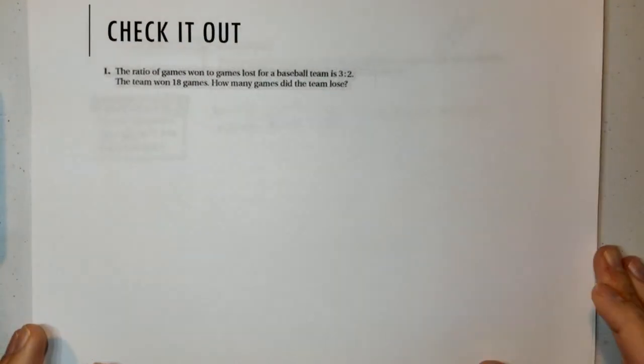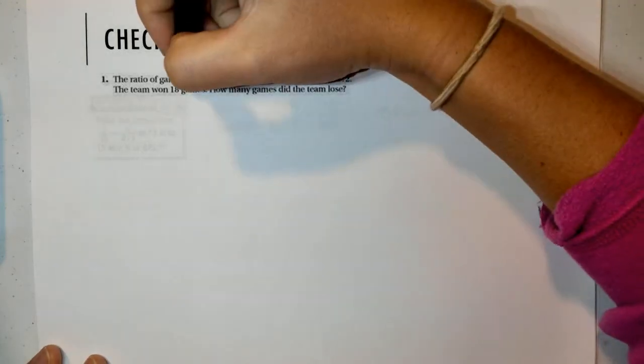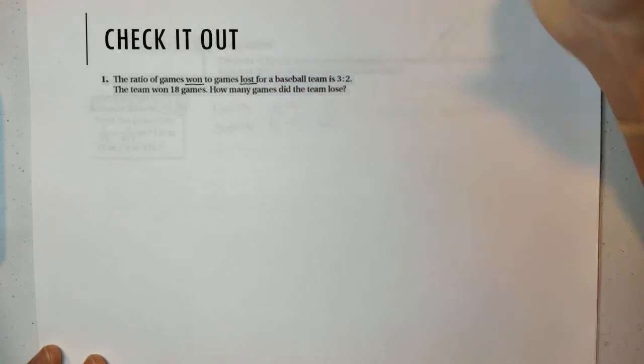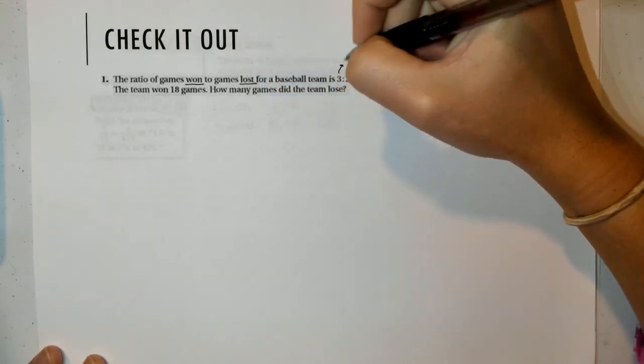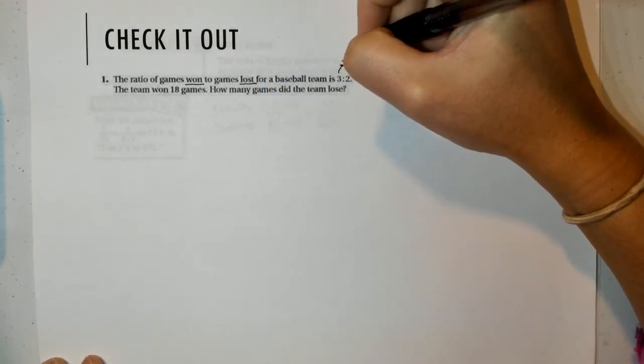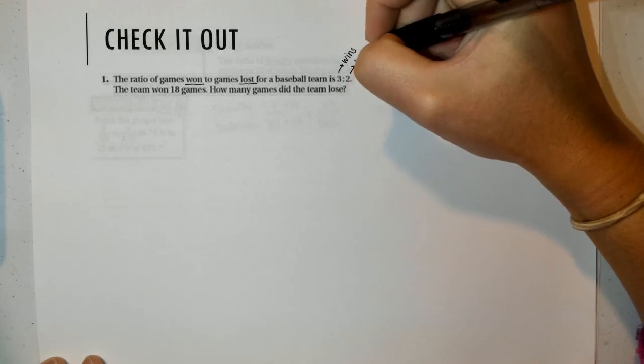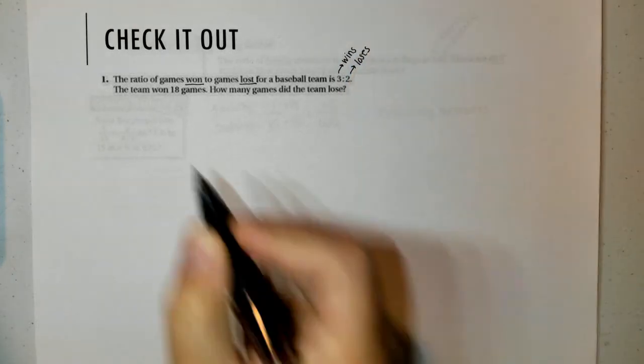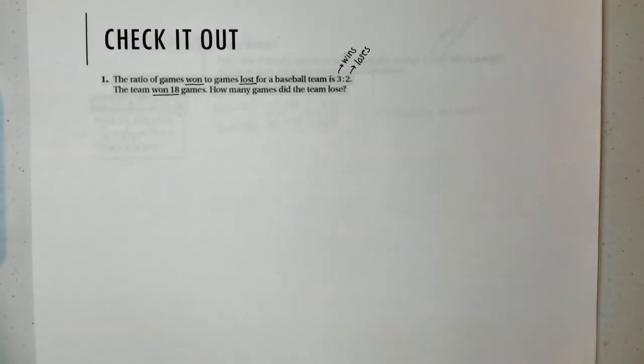There is a check it out problem for you to try, so go ahead, pause the video and try this one on your own, and then resume when you're ready to check your answer. So it says the ratio of games won to the games lost for a baseball team is 3 to 2. So 3 represents the wins, 2 represents the losses. The team won 18 games. So how many games did the team lose?